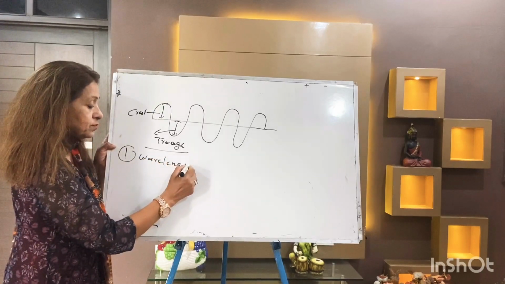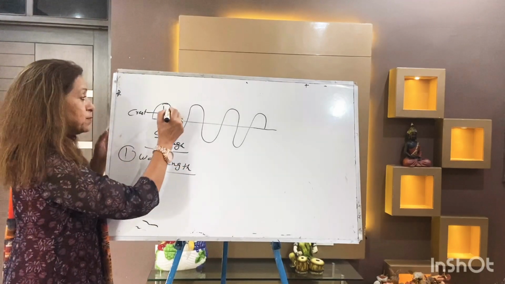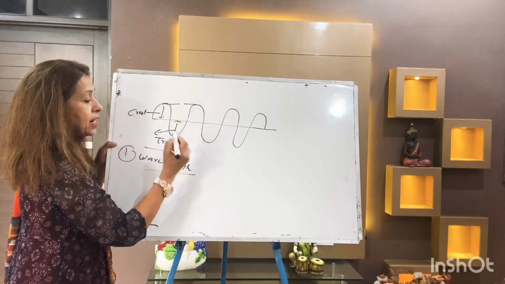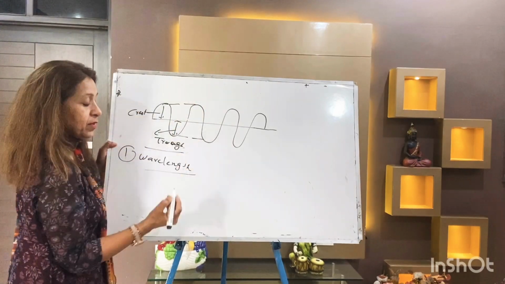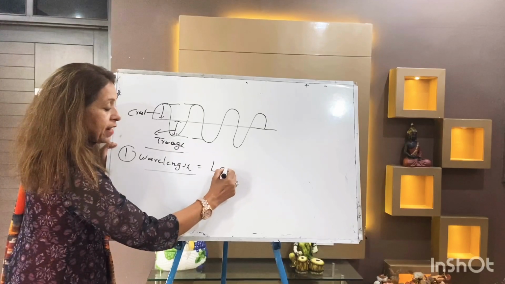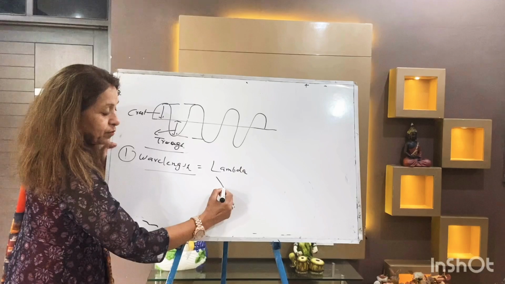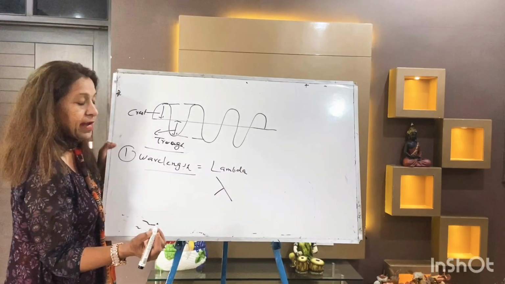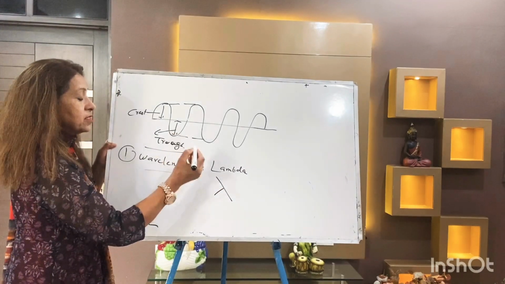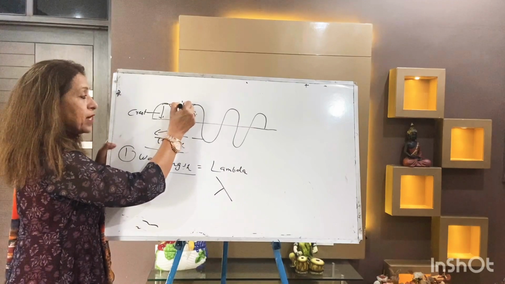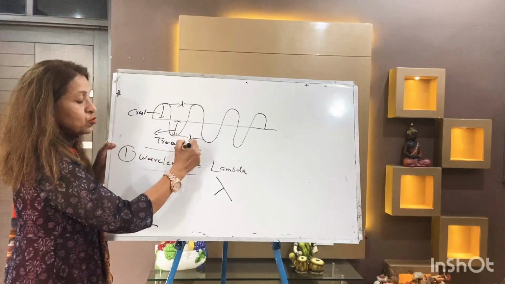So the first characteristic is wavelength. Wavelength is the distance between two crests and the distance between two troughs. Wavelength is represented by lambda. Write down in this way, lambda. So lambda is the distance between two crests and the distance between two troughs.